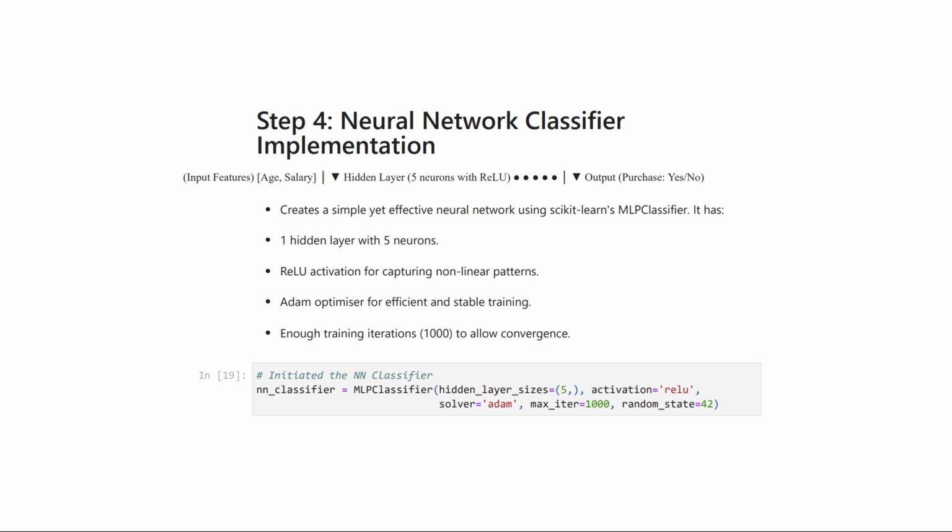Activation equals ReLU is the activation function. It stands for rectified linear unit. It helps the network learn nonlinear patterns, basically more complex relationships in the data. Solver equals Adam is the optimization algorithm. Adam is a really popular one because it's efficient and it adjusts the learning automatically. Max iteration equals 1000 means it trains for up to 1000 iterations. That's how many times it goes through the training process. And then we fit it on the training data just like we did on the SVM.